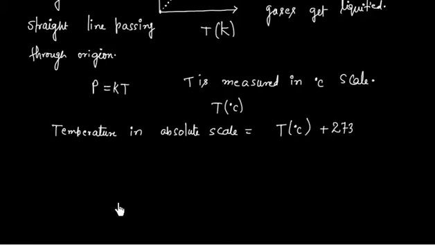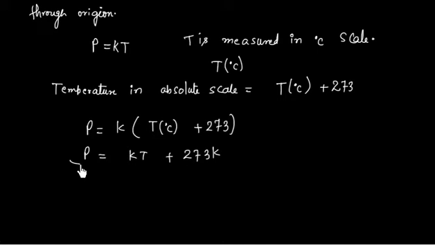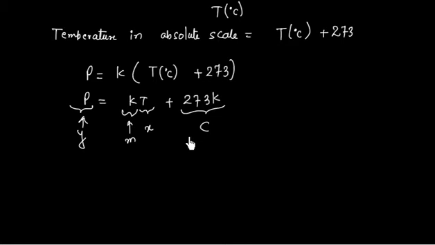Now we can plug this value here, so we will have pressure is equal to K times temperature in degrees centigrade plus 273. So we will have pressure is equal to K times T plus 273 K. So this is on the y-axis, this is the slope, this is x, and this is C. So once again you see this time we have an intercept, so the line will not pass through the origin.